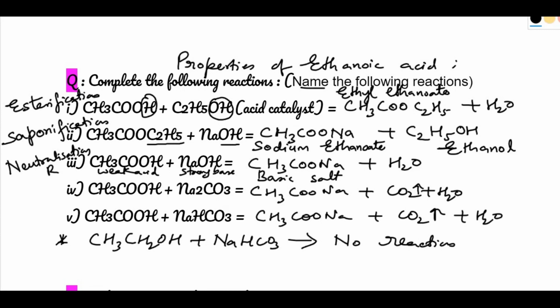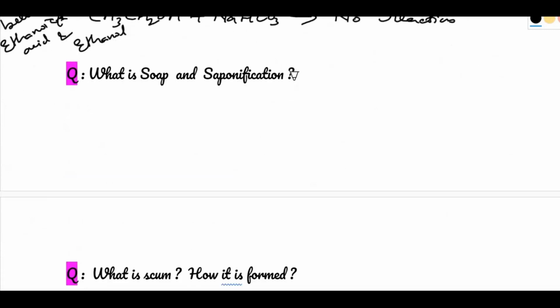Okay, so the last three is the difference between ethanoic acid and ethanol. How do you differentiate? You taste them. One has a burning taste, another has a sour taste. Ethanoic acid is sour in taste.